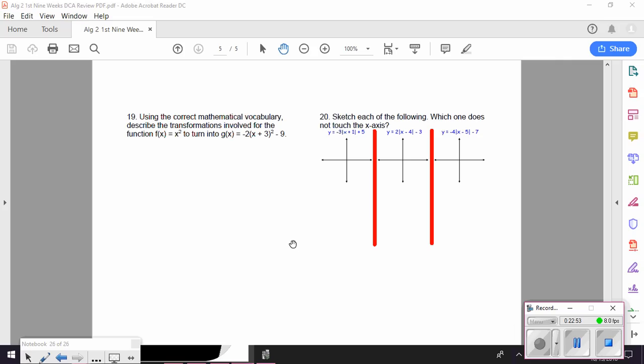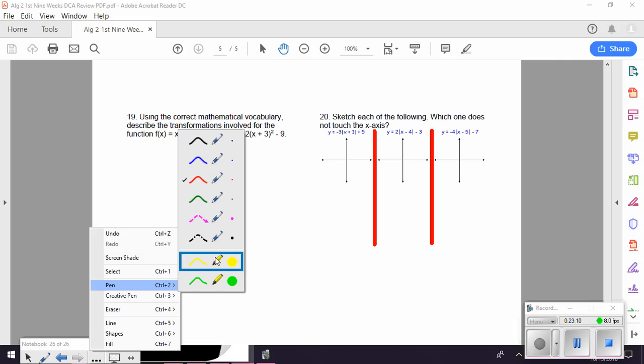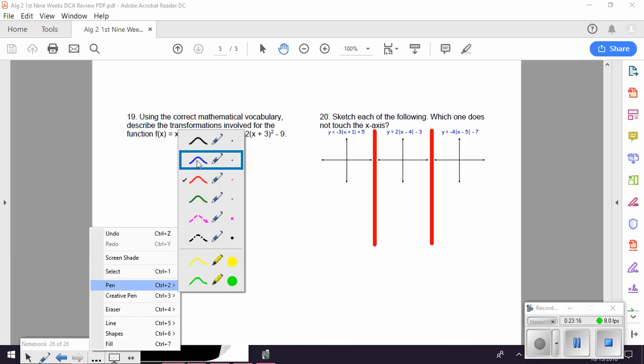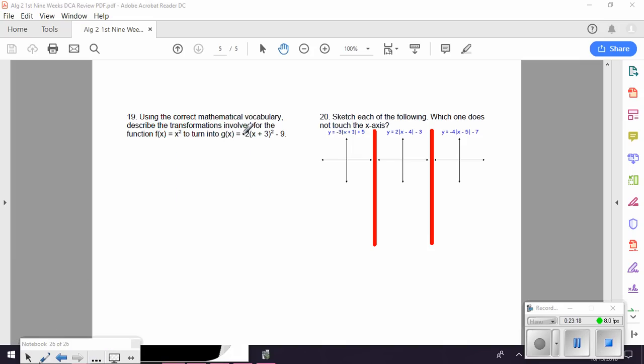Alrighty. Using the correct mathematical vocabulary, describe the transformations involved for a function f of x equals x squared to turn into g of x equals negative 2 times (x plus 3) squared minus 9. When you read the equation, you read it from left to right. So the first thing I notice is this negative sign. That negative out in front tells me that the graph will reflect over the x-axis.